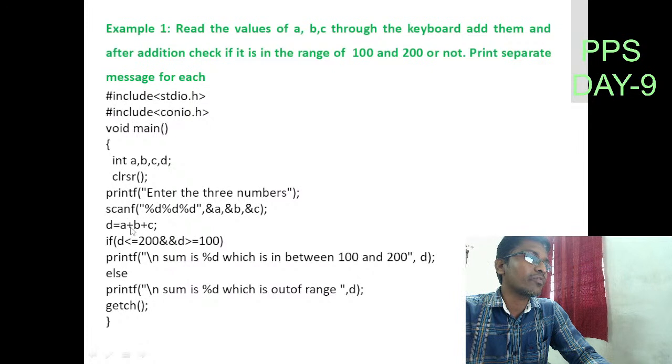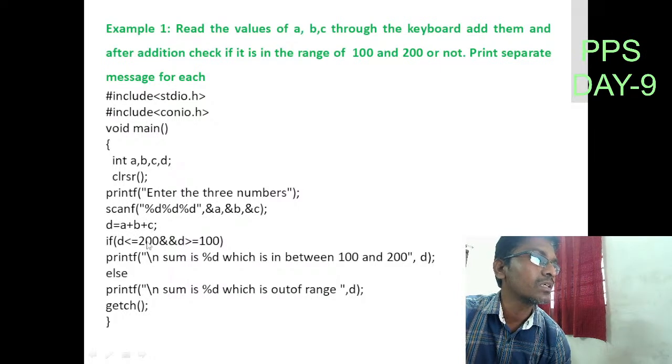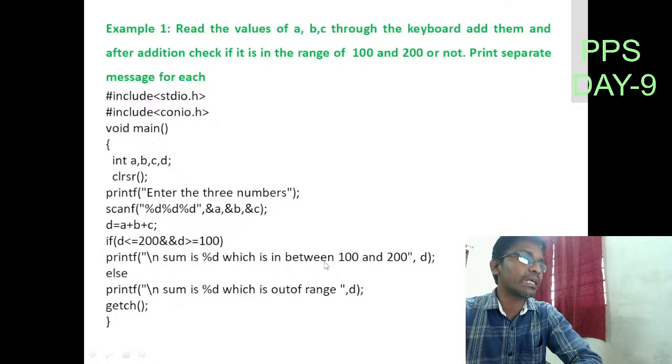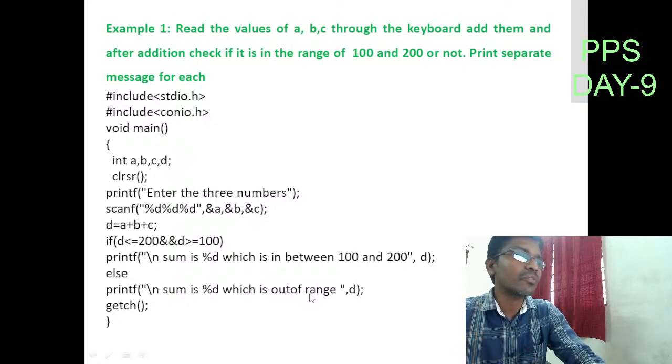Clear? So the sum of A plus B plus C will be a number in between 100 and 200. Otherwise, if any one condition is not satisfied, for example the first condition is satisfied but the second condition is not satisfied, then it will go to the else block and print the number is out of range. I hope you understand what I am saying. If the sum of A plus B plus C is within this range, then only it will print the number in between 100 and 200. Otherwise it will print the number is out of range. So that is the example.